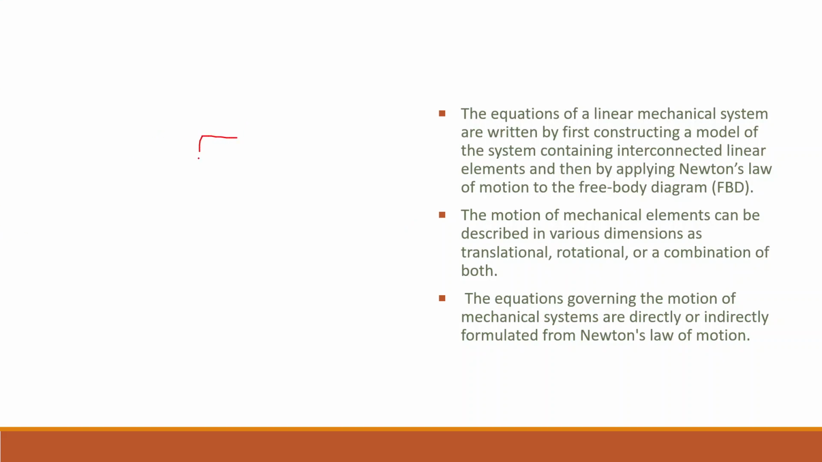So if we have a body, we represent it like a square and write the mass on it, and we point out all the forces applied on it, such as F1 in the upward direction, F2 downward, F3 applied rightward, and F4 applied in the other direction. So this is a free body diagram, FBD, of this body of mass M. We will be utilizing this to analyze all the mechanical systems.